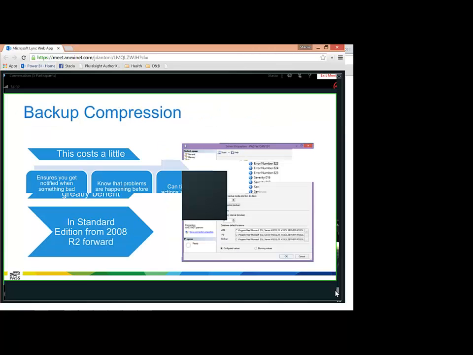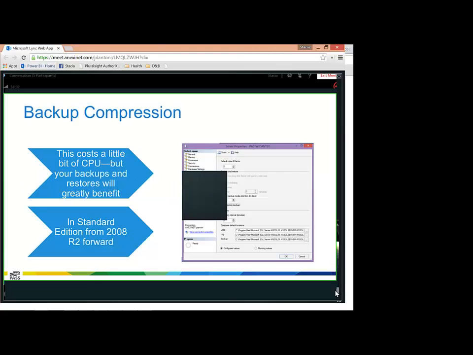So backup compression. This is a feature that was introduced in SQL 2008. I know a lot of people still use third-party backup tools like Redgate and Dell Spotlight. Those will actually get you better compression than SQL Server native backup, but A, they cost money, and then B, you kind of have to deal with them. I like to just recommend generally the native compression in SQL Server.